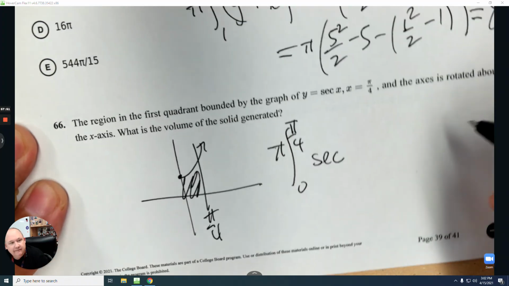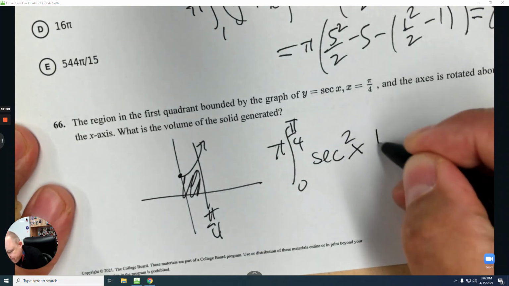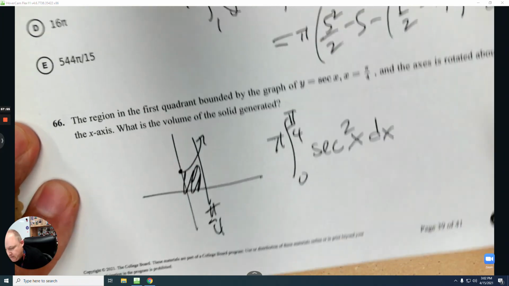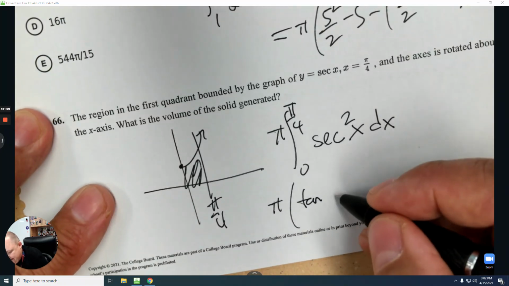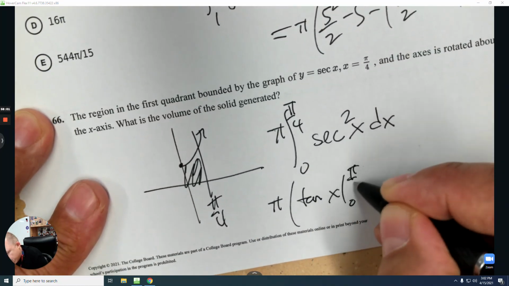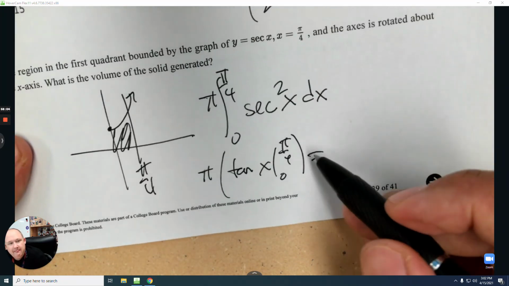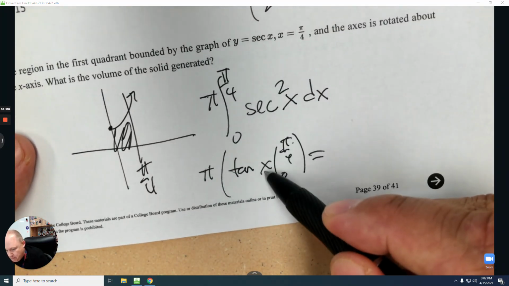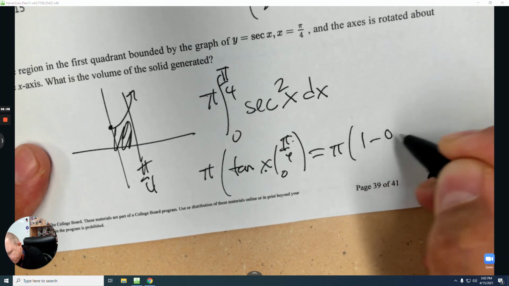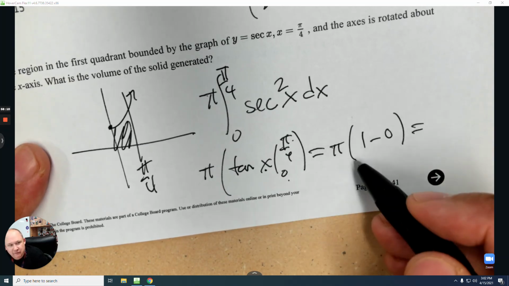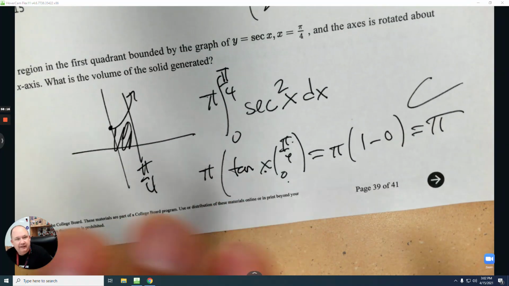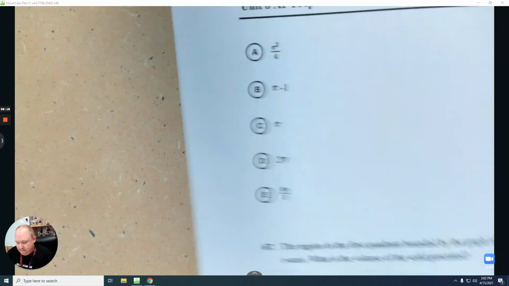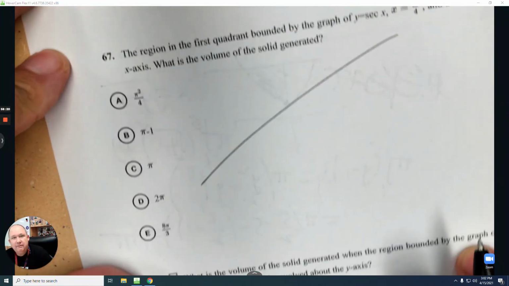Secant, and you square it. Pi r squared. Secant squared is actually a trig formula. It's tangent. Plug in pi over 4, that answer is 1. Plug in 0, the answer is 0, so the answer is just pi. That matches with C. All right. 67 is a repeat.